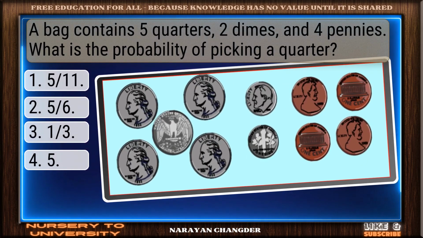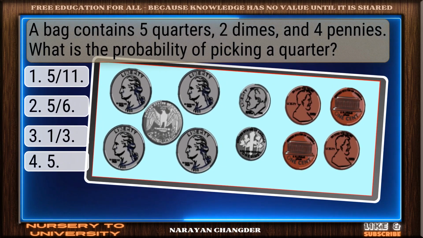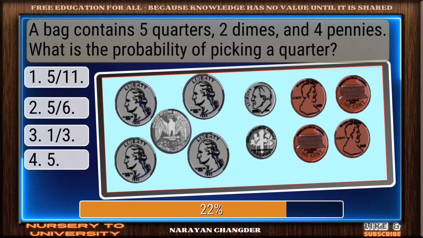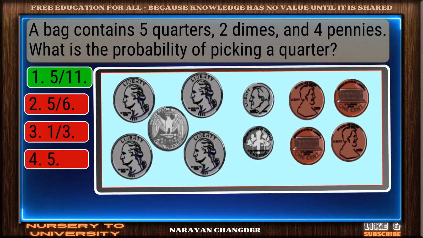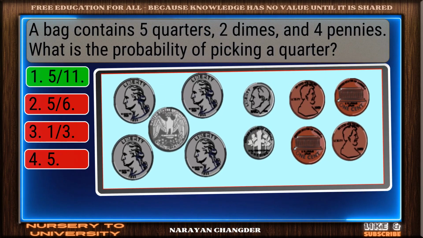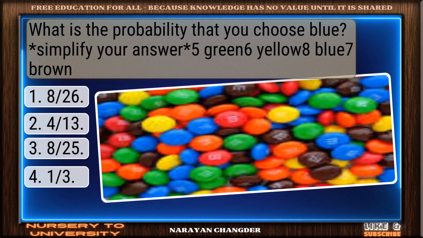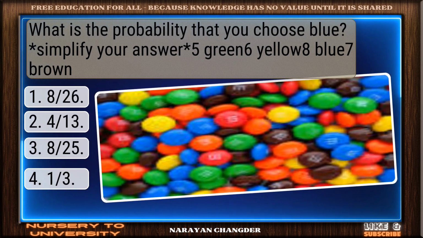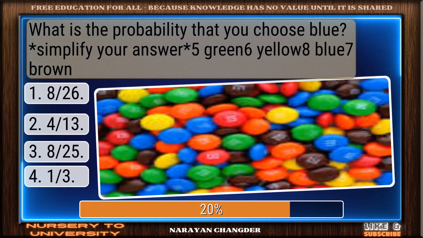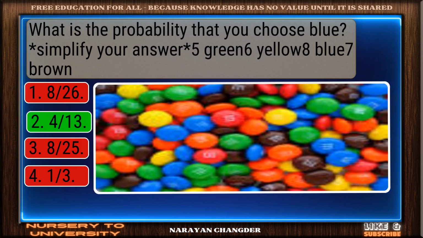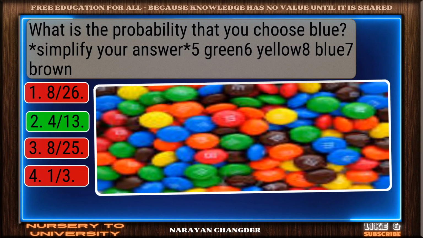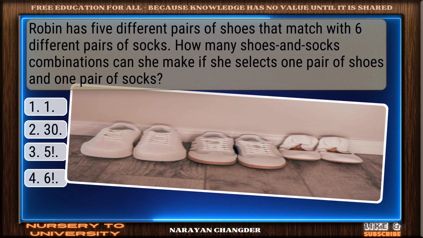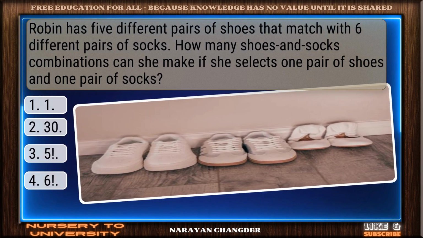A bag contains 5 quarters, 2 dimes, and 4 pennies. What is the probability of picking a quarter? 5/11 is true. What is the probability that you choose blue? Simplify your answer: 5 green, 6 yellow, blue, 7 brown. Clear logic for 13. Robin has 5 different pairs of shoes that match with 6 different pairs of socks.